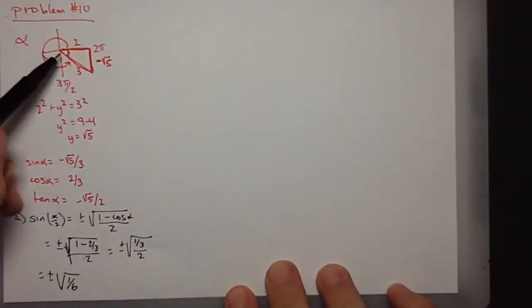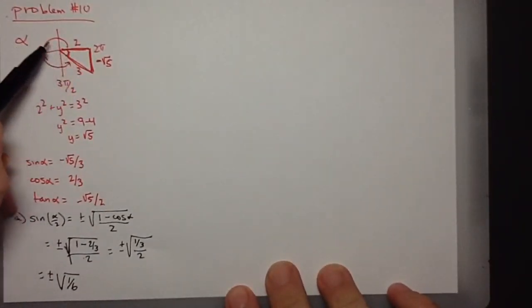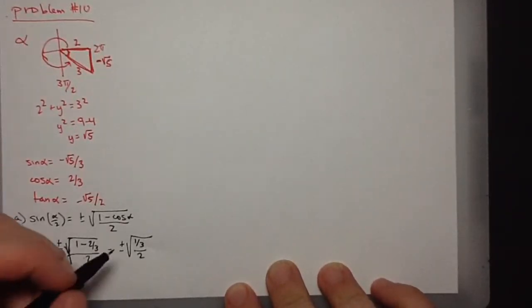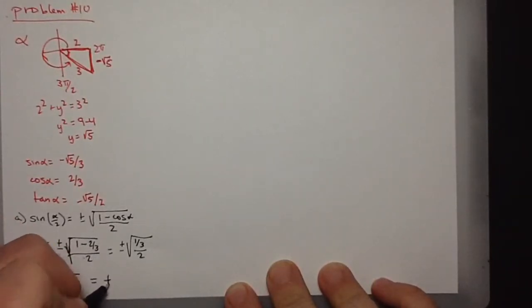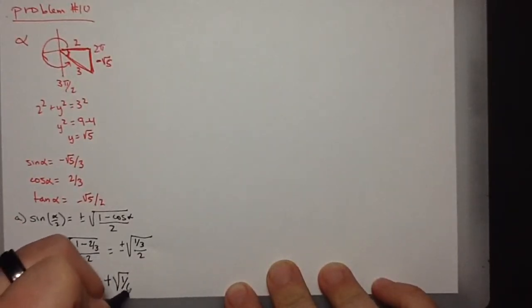Well, if alpha is in the fourth quadrant here, then half of alpha has got to be in the second quadrant here. And sine tells you about the y value, and the y value here is positive. So this is positive square root of 1/6.